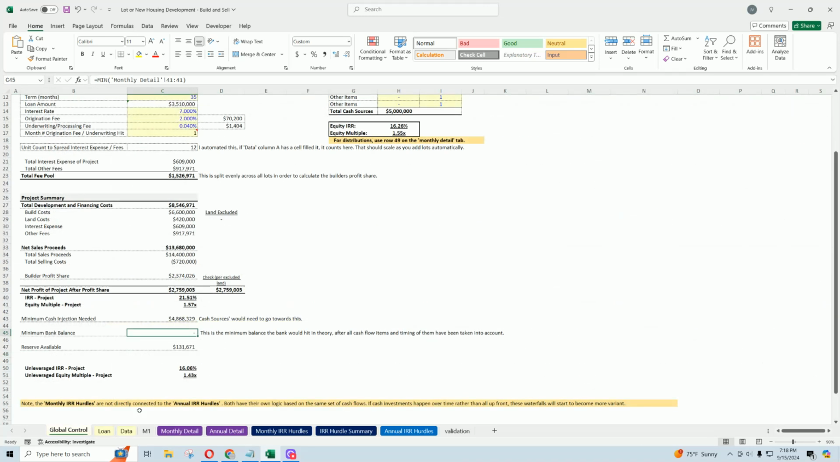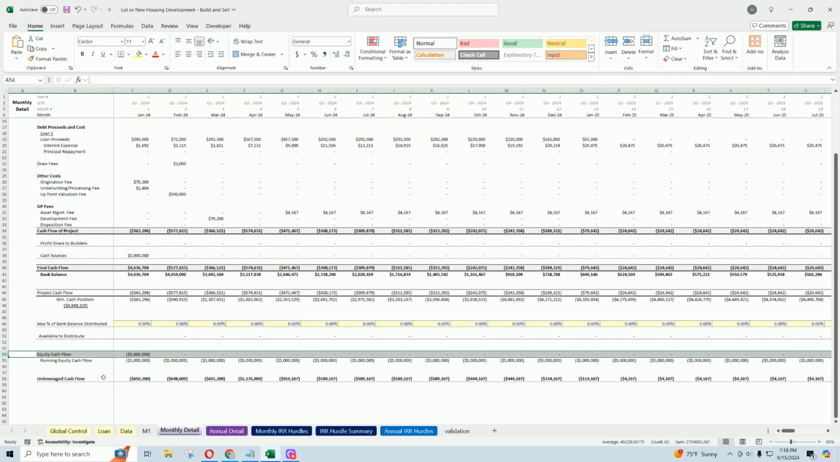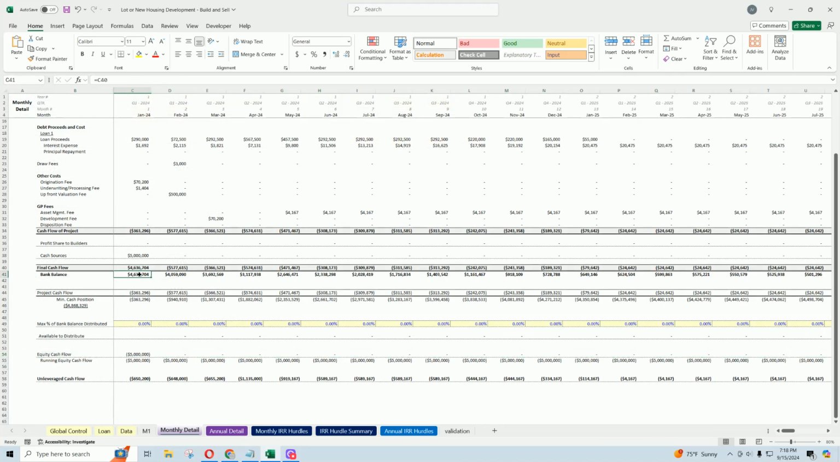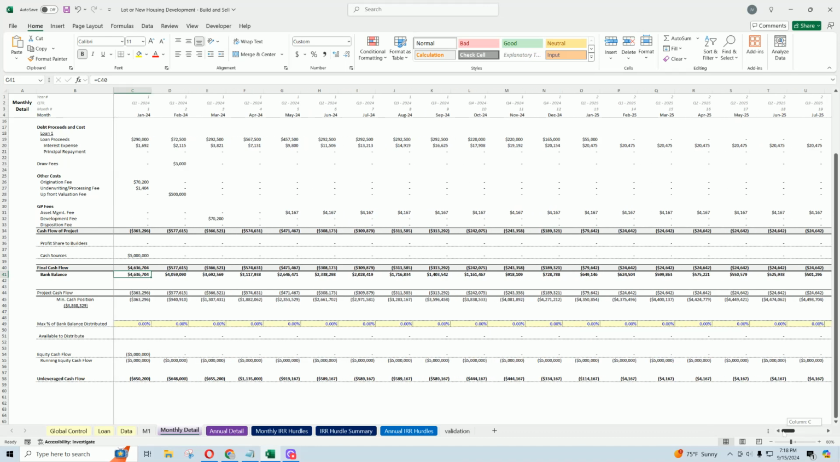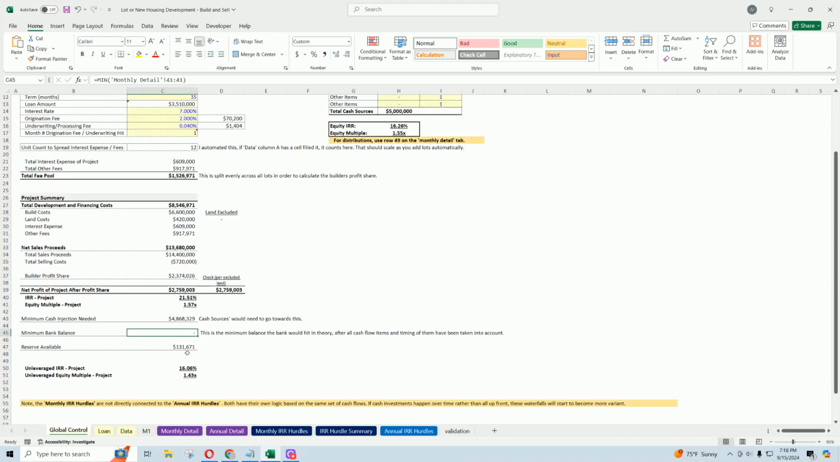Okay, and then min cash position, min bank balance here is taking a minimum of the bank balance. Oh, that's just saying zero because we do zero it out here, but you don't want that to be negative is the main thing. And then this is the unleveraged IRR and unleveraged equity multiple. So this is what the IRR and equity multiple is of the project itself, assuming there's no debt used, obviously.